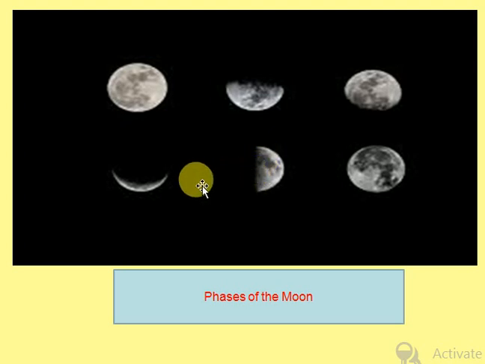So here are some phases of the moon. Look carefully. You can see the full moon, half part of the moon, and very less part of the moon seen, and other phases. So how does this happen?